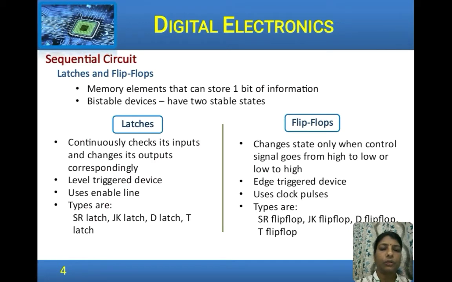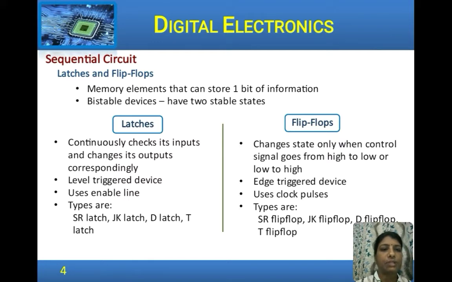We look into the two basic memory elements or storage elements, the latches and the flip-flops. Latches and flip-flops are basic memory elements that can store one bit of information, and they are bistable devices, that is, they have two stable states, the logic 1 and the logic 0.